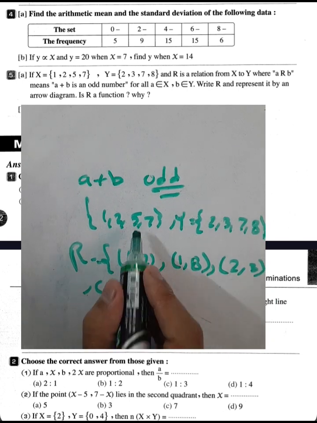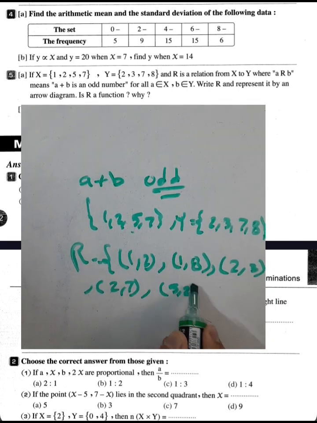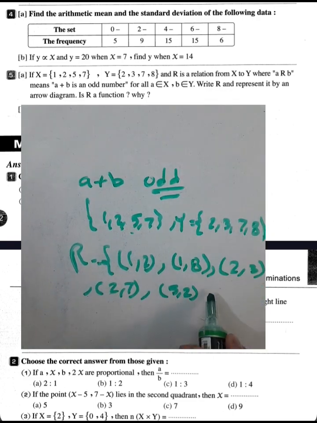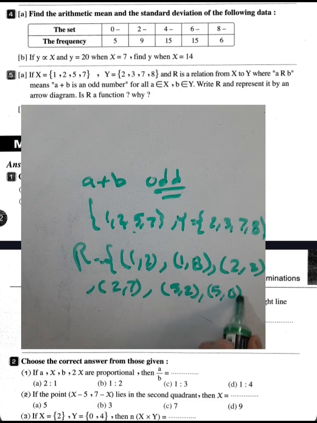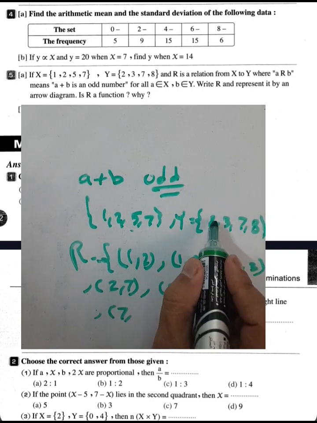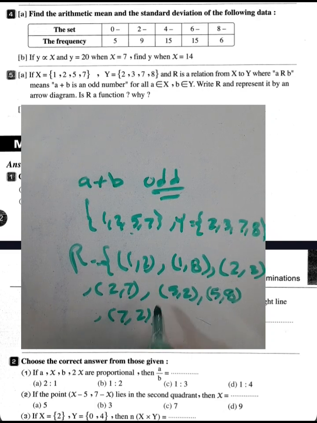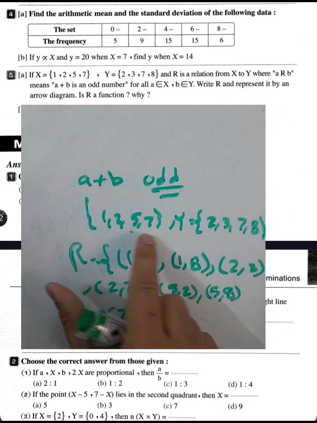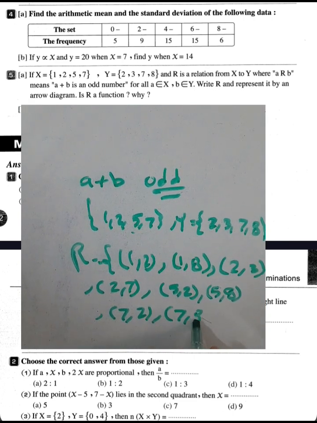And then 5 with 2. 5 plus 2 equals 7. 5 plus 3 equals 8. 5 plus 7 equals 12. 5 plus 8 equals 13. So 5 and 2, and 5 and 8. And then you can choose 7 with 2. 7 plus 2 equals 9. And 7 plus 3 equals 10, which is an even number. 7 plus 7 equals 14. 7 plus 8 equals 15. Okay, it's the relation.